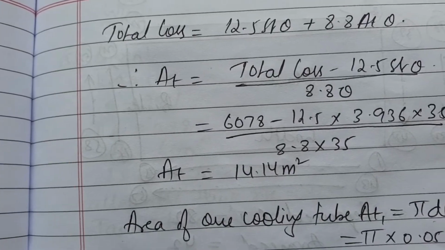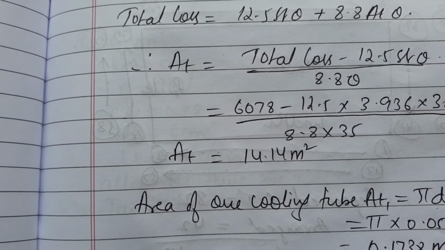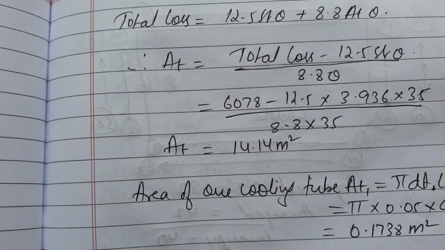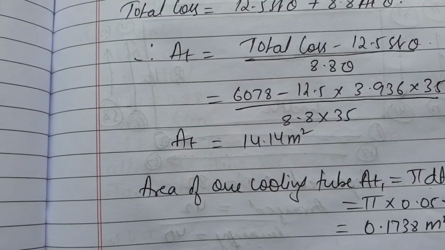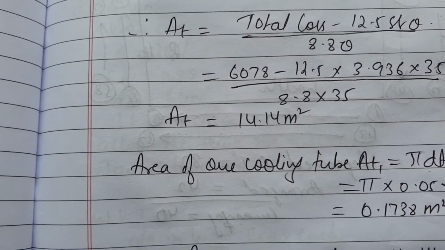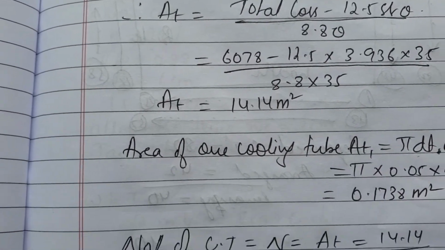From the above relation, you can calculate the AT value, that is the total area of cooling tubes. AT is equal to total loss minus 12.5 ST theta divided by 8.8 theta. Therefore, the total area of cooling tubes AT is equal to 14.14 meter square.